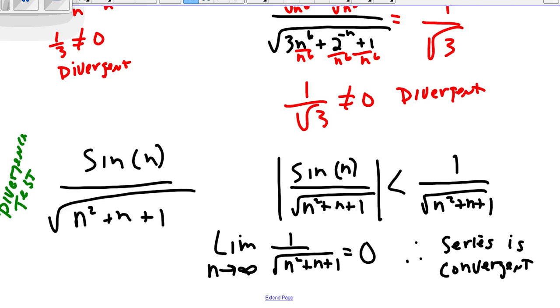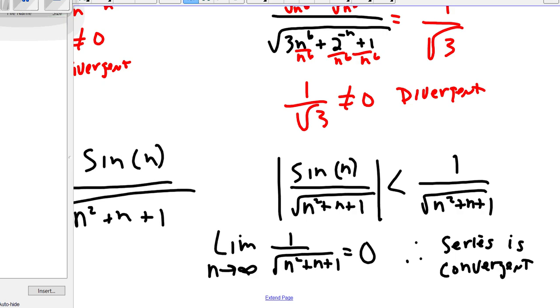Now remember, with the divergence test, a limit of 0 could be divergent or convergent. But by the absolute value test, we are convergent here. Okay, let's take a look at our next examples then.